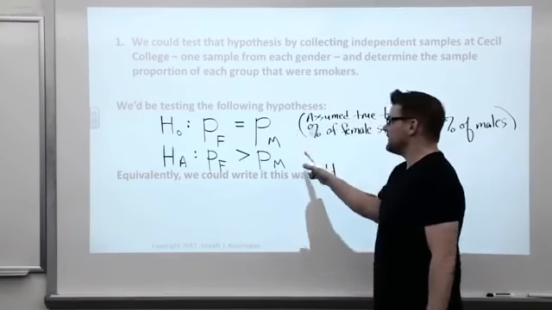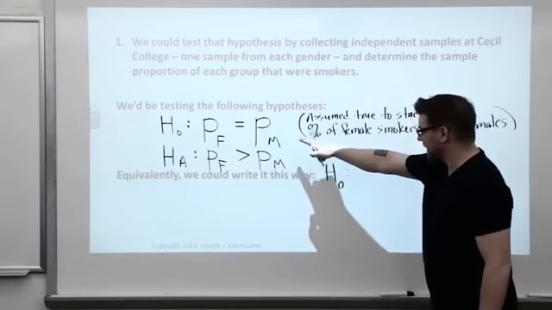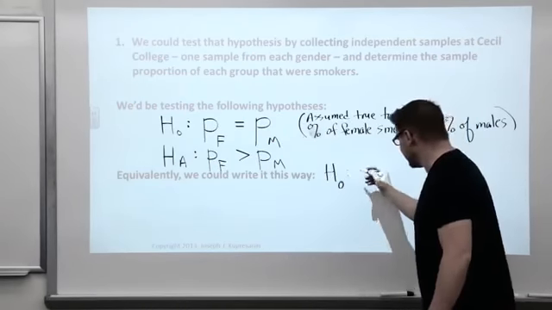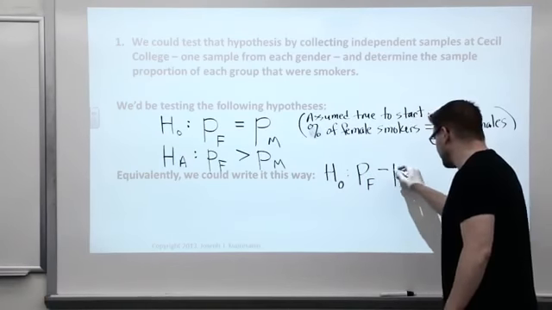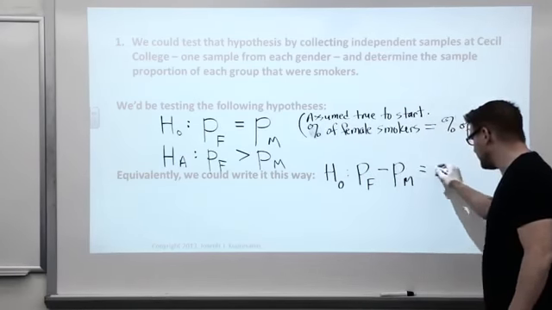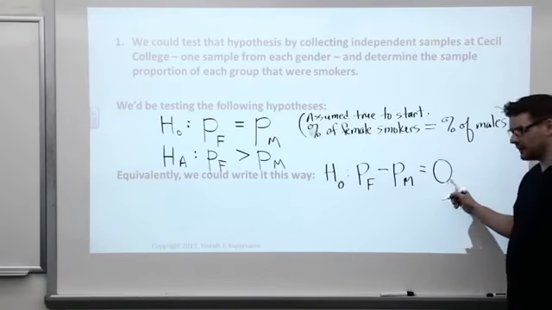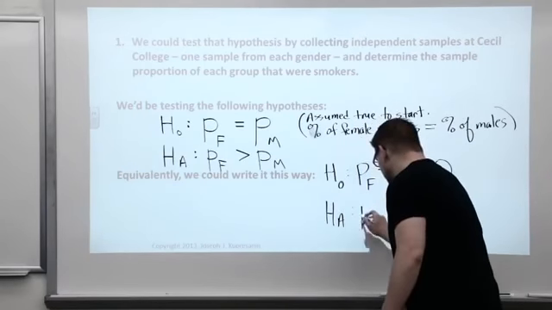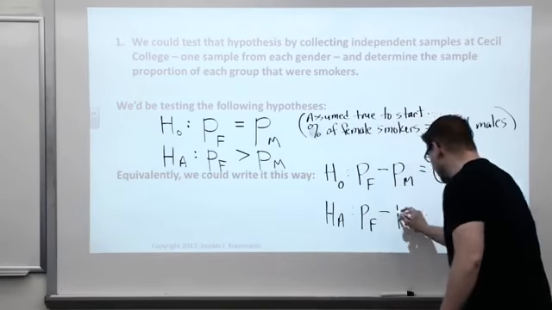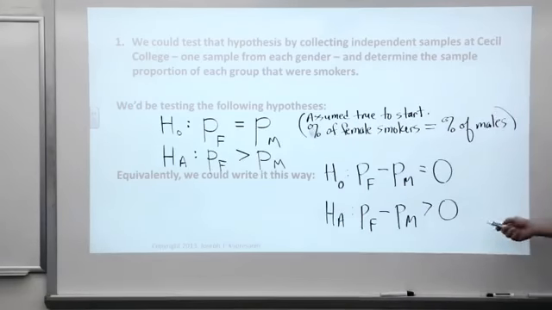H sub 0: if I subtract everything to the left-hand side, I'll subtract the P sub M. What would I get? The proportion of females minus the proportion of males would equal 0. Just subtract that over, and I get 0 on the right-hand side. And then for H sub A, the proportion of females minus the proportion of males would be greater than 0.